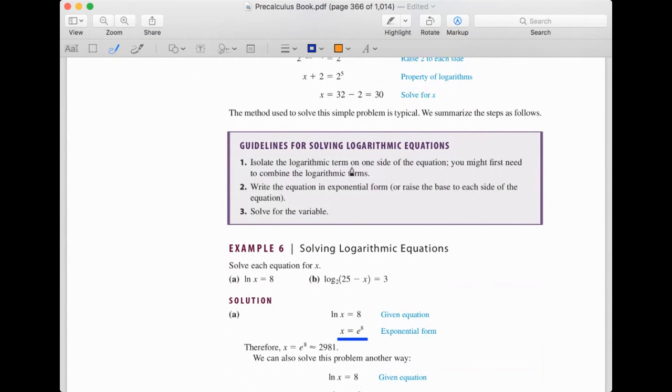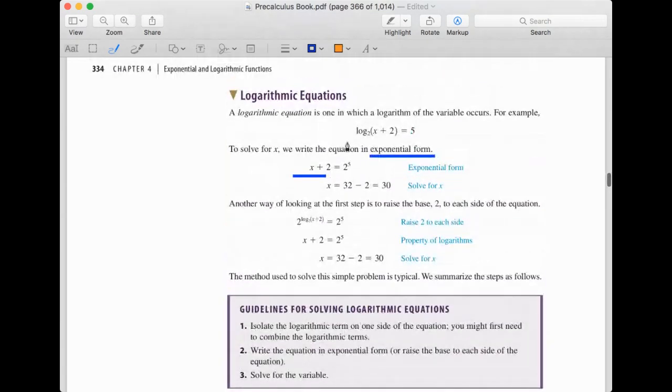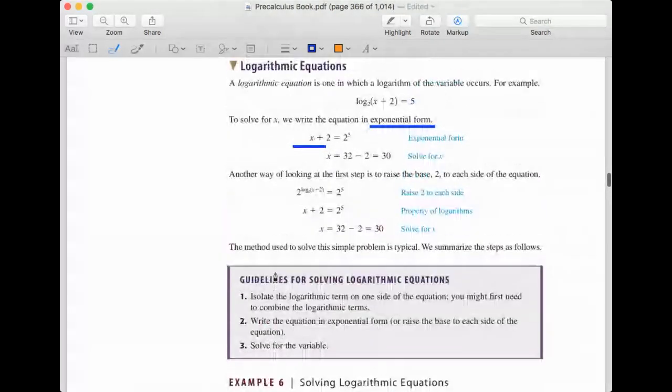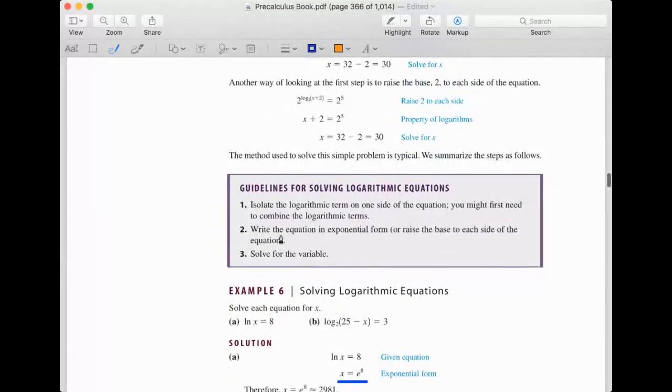So the steps of solving logarithm equations are very similar to exponential equations. First we isolate the log term. In here, the log term is already isolated, so we don't have to do anything. But sometimes it's not isolated, so we need to isolate the log term first. Then we rewrite the log equation into an exponential equation. Then we solve for x. Once we write it in exponential form, we can solve for the variable.